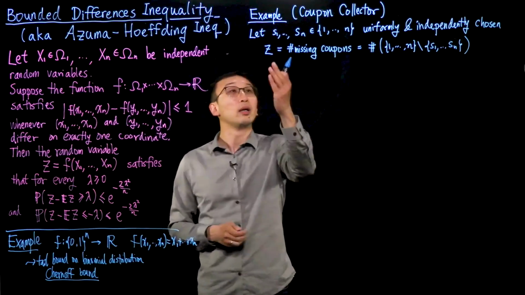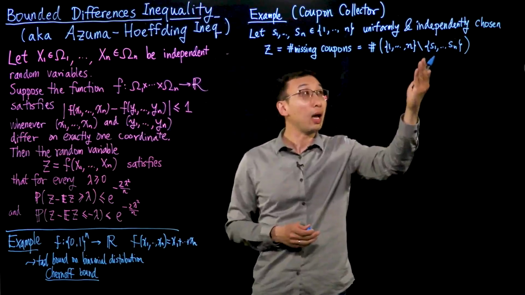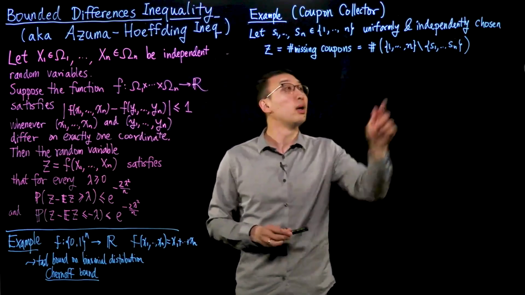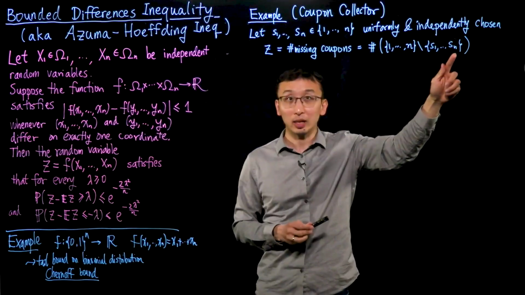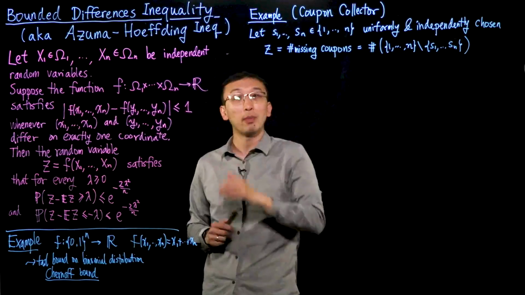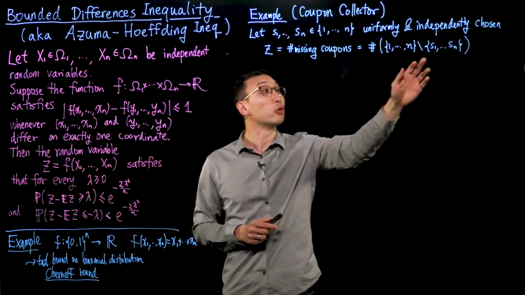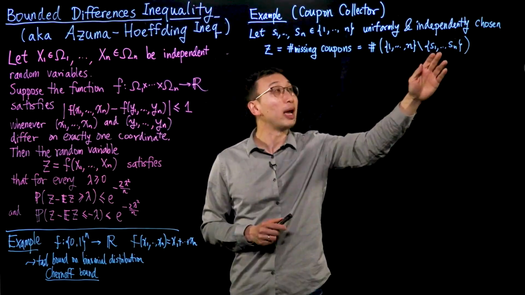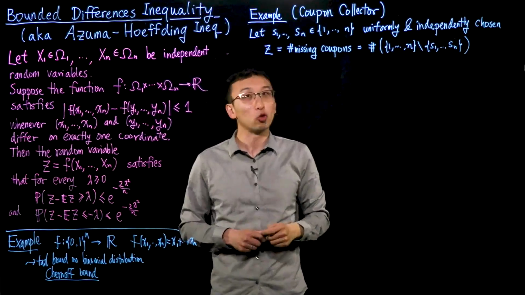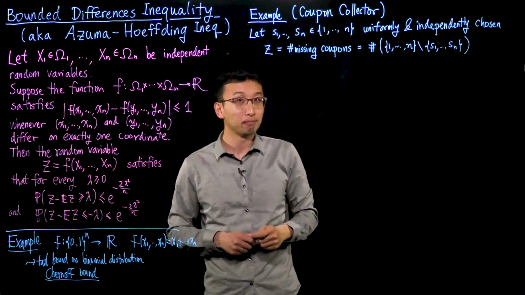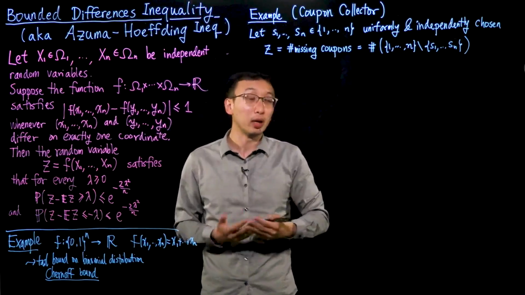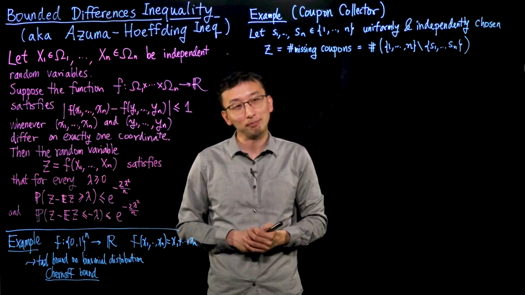Note that viewing this quantity as a function from S1 through Sn as inputs to the output number, this function satisfies the required hypothesis. Namely, if you change one of the Si's, you do not change the number of missing coupons by more than 1. The number of missing coupons might not change at all, but it cannot change by more than 1.